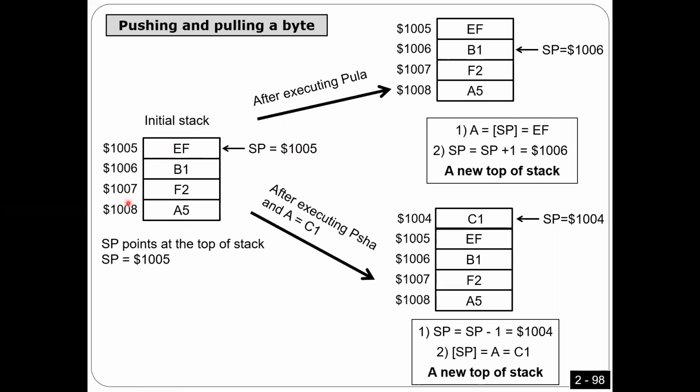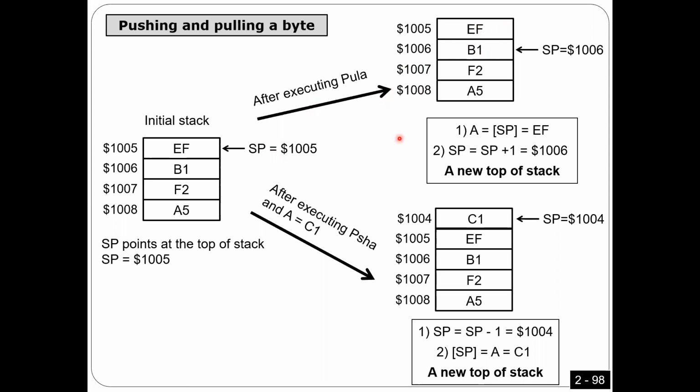If this is the initial stack and you pull A, the top of the stack, EF, is going to go to A, right? And the stack pointer is now going to be here. So this is my top of the stack, right? This value is still there, but I'm not going to use it. So when you push, you are going to overwrite it. So I can say it's already gone, because I'm not going to use it. But when you copy, the value is still there, right? But I'm not going to use it.